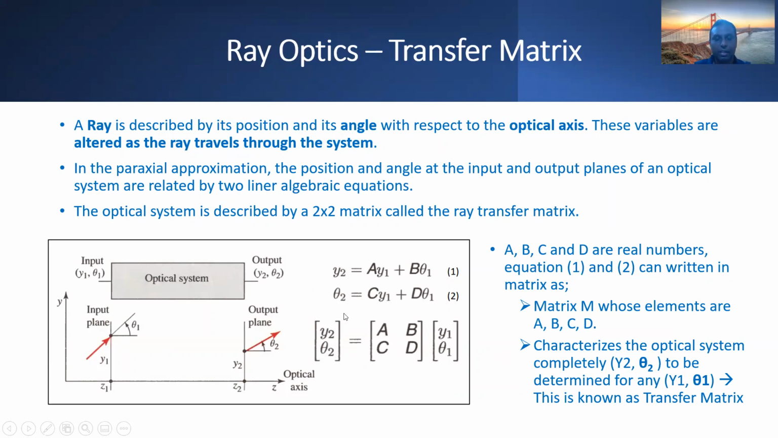So if we look at the figure on the left, we can see that y2, theta 2 equals the matrix A, B, C, D, which is the transfer matrix, times y1, theta 1. We can solve this and derive the equations that we have, equation 1 and equation 2.